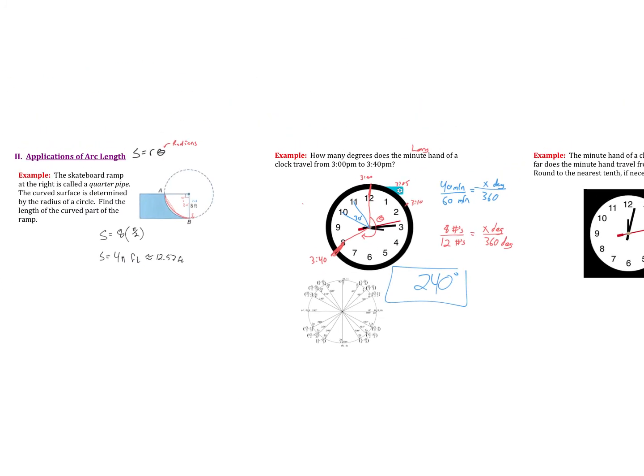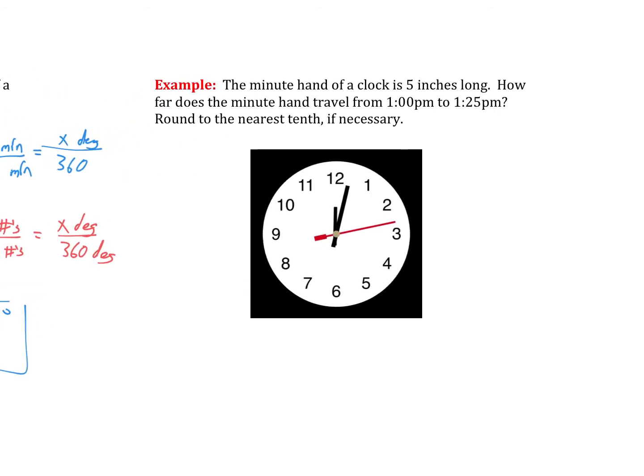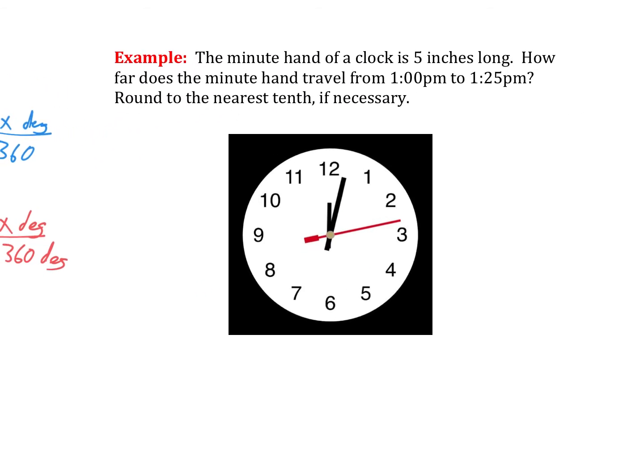So multiple ways we could do that. Next one, the minute hand of a clock is 5 inches long. How far does the minute hand travel from 1 p.m., so it's going to start here, to 1:25 p.m., so it's going to end on the 5? Round to the nearest tenth. So they're asking us how far is that distance, which means I need to use my arc length formula, and fortunately they already tell us the radius would be 5. What I don't have is that theta.